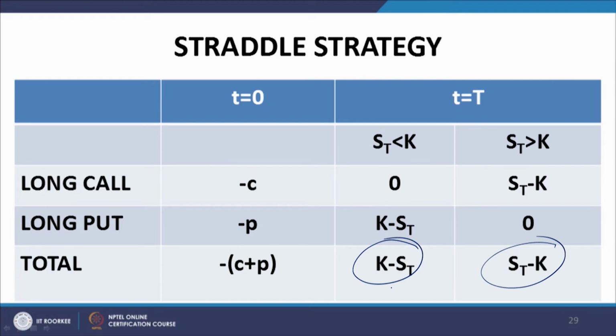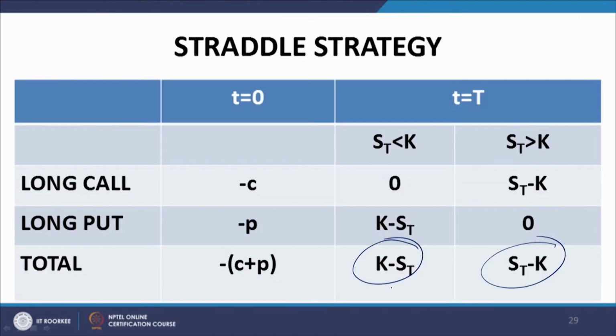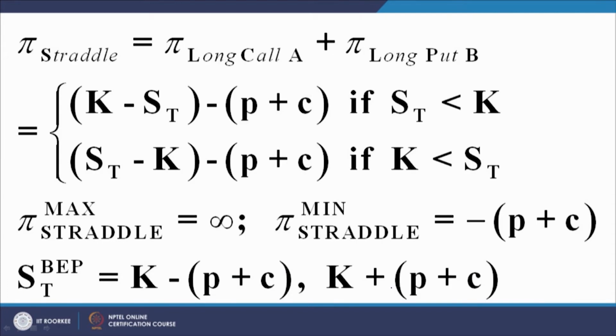The logic is simple. If ST is less than K, the call lapses, the put is in the money and pays off K minus ST. If ST is greater than K, the put lapses, the call is in the money and pays off ST minus K. That is precisely what is happening here. The cost of creating this strategy is equal to the premium that you pay for the call and the put, that is C plus P, and this is the table of the payoffs from the straddle strategy.